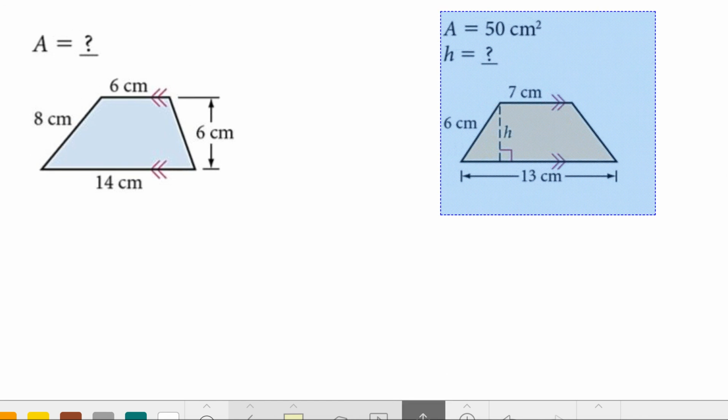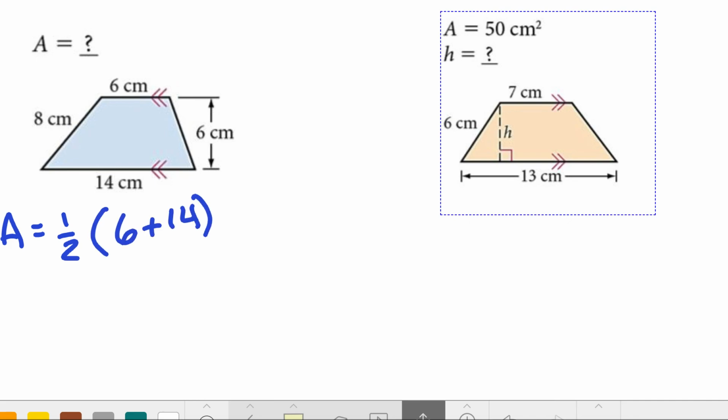For the blue one, all you need to do is just use the formula as is. So we're going to use the formula area equals 1/2, in parentheses, base 1 plus base 2 times height. So our two bases are 6 and 14. So I'm going to do area equals 1/2, in parentheses, 6 plus 14 times our height, which in this situation is 6. This being the 6 height, and this being the 6 as the base.